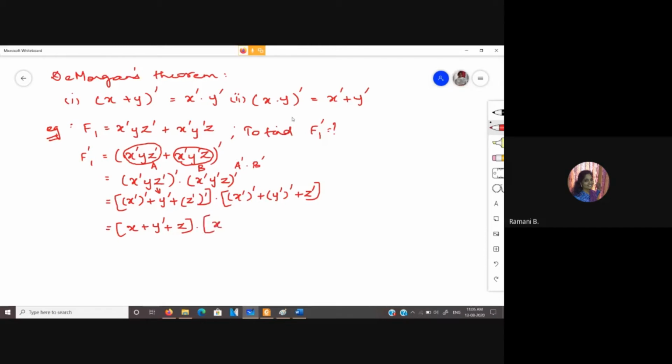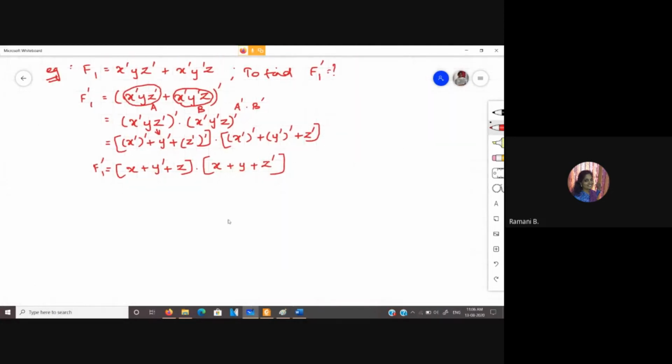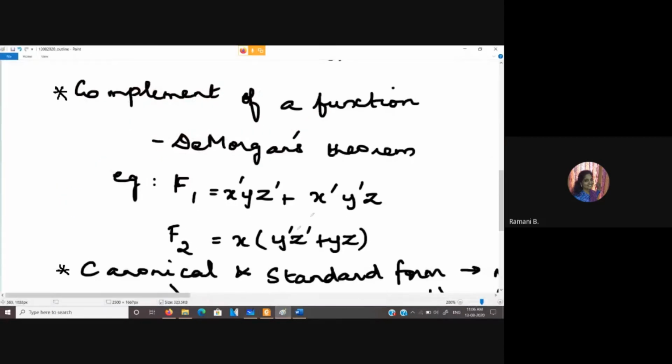Similar way here x bar the whole bar will give me a x, and y bar the whole bar will give me a y, and this will be z bar. Okay, va? So this is the complement of the given function. Okay, so we apply De Morgan's theorem and find the complement. Let us see one more example. So for the second example, let me consider f2 is equal to x into y bar z bar plus yz.